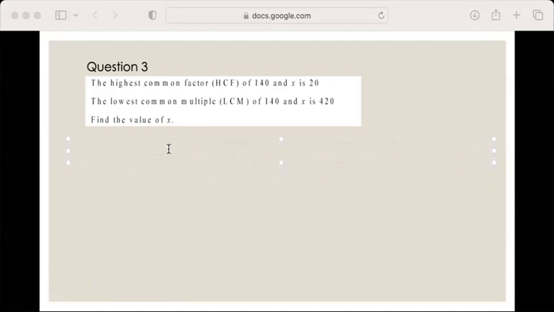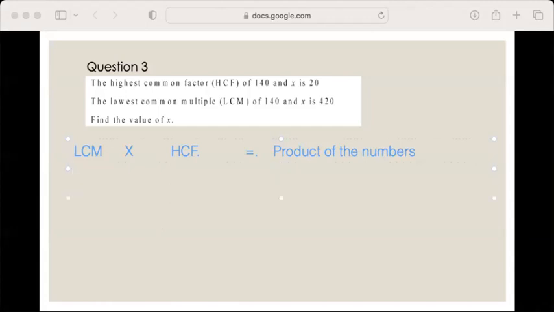This says the LCM of any number multiplied by the HCF is equal to the product of the numbers. That means product means multiplication of the two numbers.